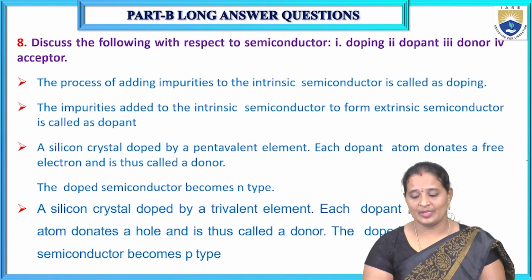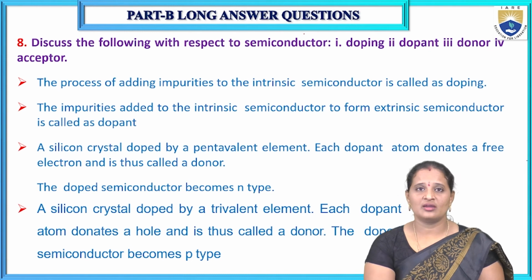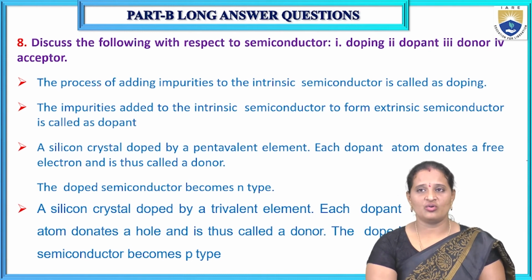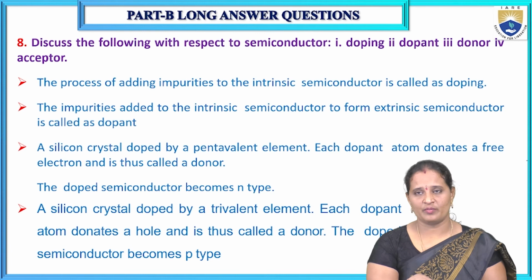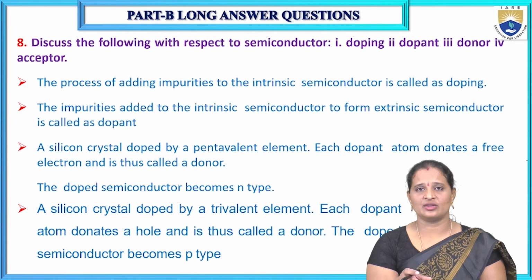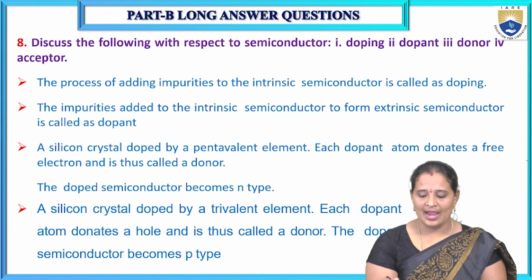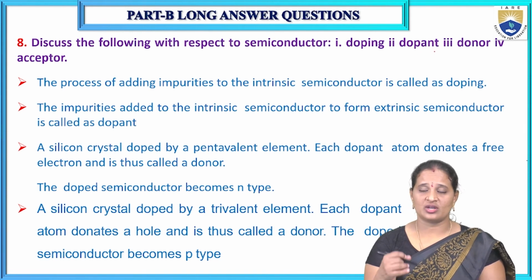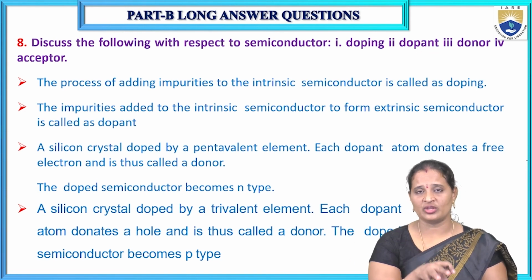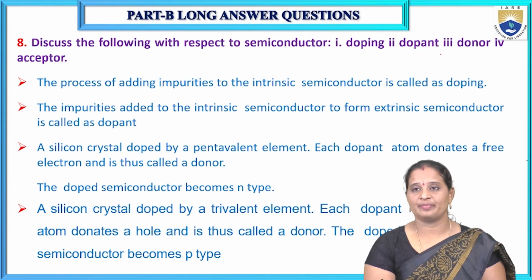Now discuss the following with respect to semiconductor. What is doping, dopant, donor and acceptor? You all know this terminology. What do you mean by doping? The process of adding impurities is nothing but doping. You just write down some points regarding doping, what kind of impurities can be added. And dopant: the impurities that are going to be added to the pure semiconductors are called dopants.